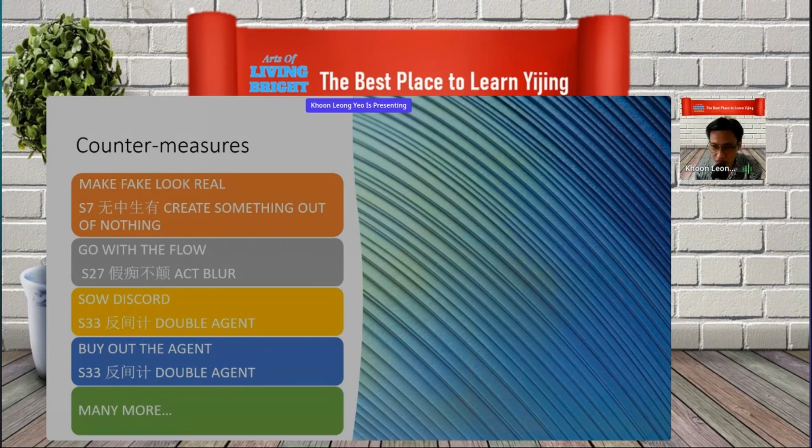Or you go with the flow. You know who is that guy already, you know who's a spy, you just add blur. You don't want to single him out to say that I know you are the spy. You add blur. So when you have information, you may want to keep him away, because sometimes it's easier to keep the enemy close than not knowing who is the enemy.